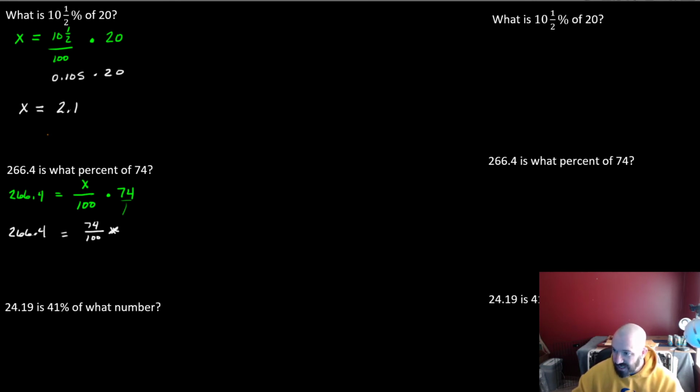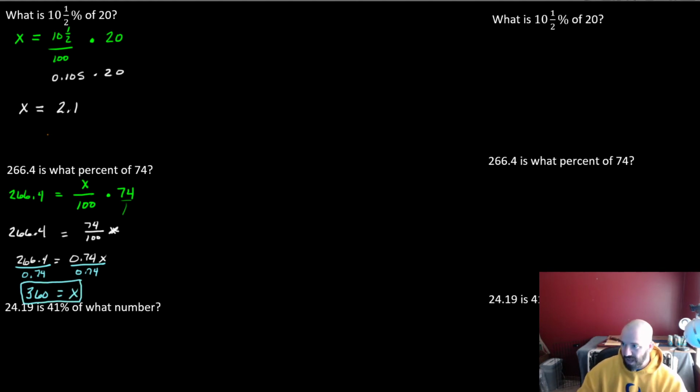You can then convert that to a decimal, so it's 266.4 is equal to 0.74x. And then we'll go ahead and divide both of these pieces by 0.74. That's how we get rid of the thing in front of the x. And that's going to give us what? 266.4 divided by 0.74 is 360. 360 is equal to x. So to put it back, 266.4 is 360% of 74. The "what" gets replaced by the number that we find.